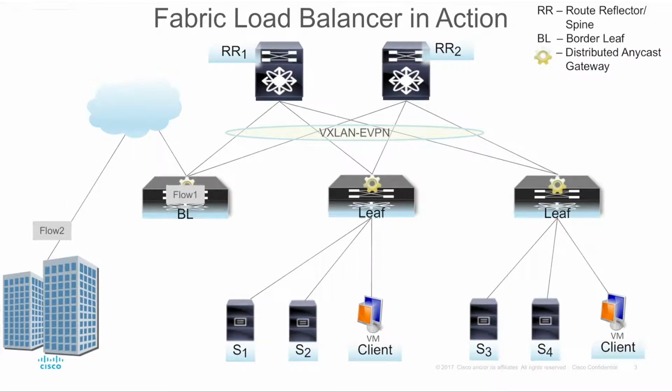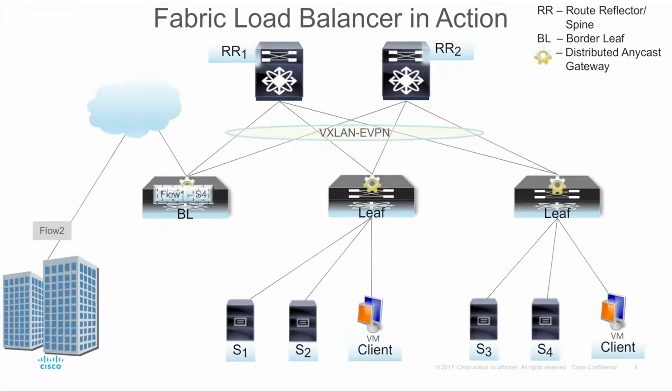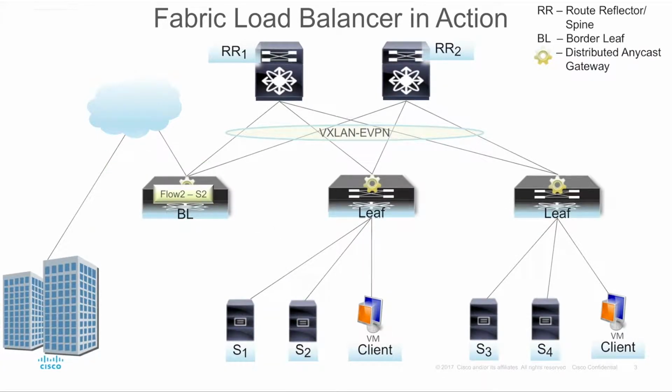When the packets of Flow 1 arrive at the border leaf, they are load balanced to server 4 based on the flow pattern match. Similarly, when packets of Flow 2 arrive at the border leaf, they are load balanced to server 2.